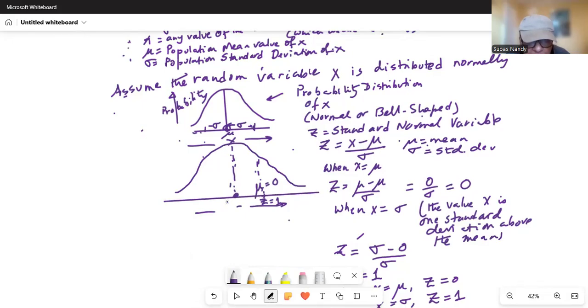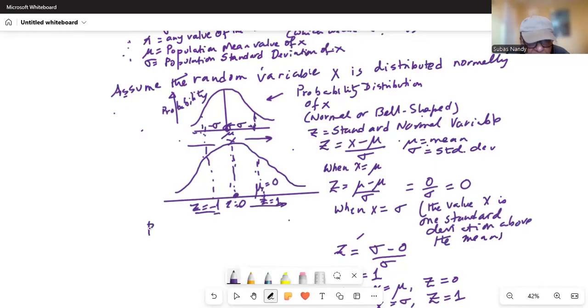So at the center, z is equal to 0. When it is one standard deviation above the mean, the z-score is 1. And when it is one standard deviation below the mean, like over here, this z-score is minus 1. So basically, z-score tells us how many standard deviations you are above the mean if the number z is positive, and how many standard deviations you are below the mean if z is negative. And at the center of the z curve, the standard normal curve, the center is 0.